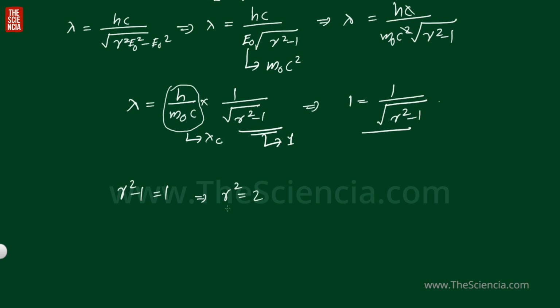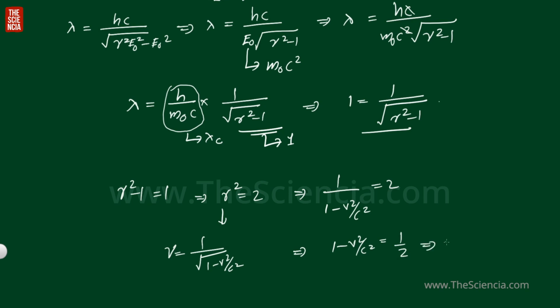And we know what is the value of gamma, that is gamma is equal to 1 by root of 1 minus v square by c square. So we can substitute this value here. So what we get? We get 1 minus v square by c square equal to 1 by 2. That is, we get v square by c square is equal to 1 by 2. And finally, by rearranging for v, we get v equal to c by root 2. So this is the answer.